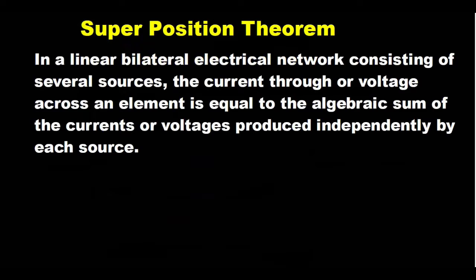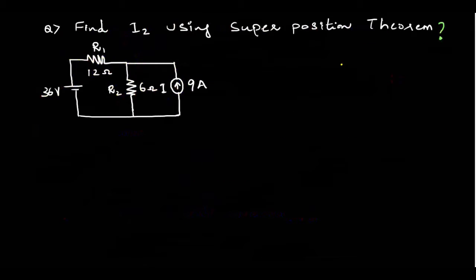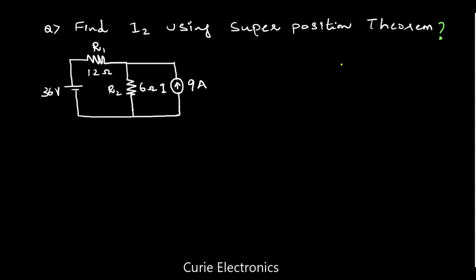So we have learned what superposition theorem is and what steps are to be followed, and today we have to solve this question. Find I2. This is I2, using superposition theorem. In superposition theorem, we consider one source at a time and the remaining sources we replace by their internal resistances.